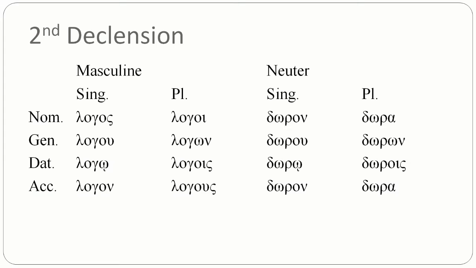In the plurals, same thing. Okay, dora is the nominative, so dora is the accusative as well. And then doron and dorois, genitive and dative.